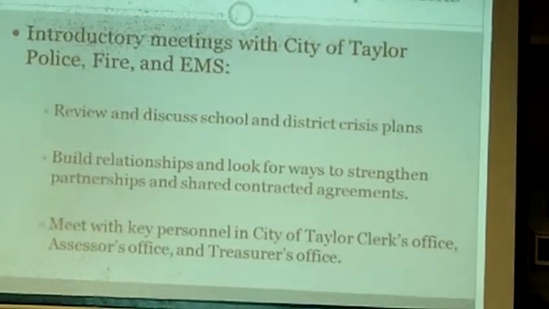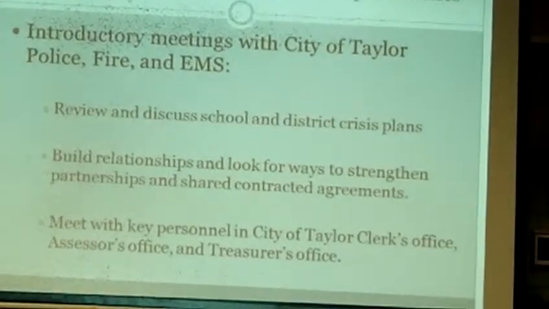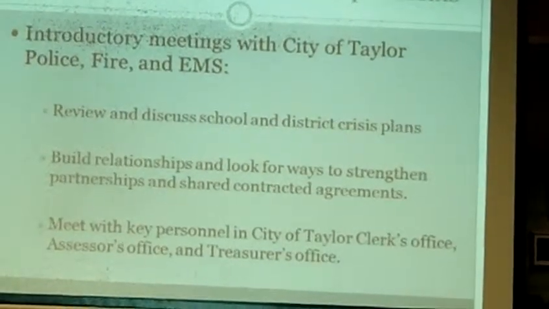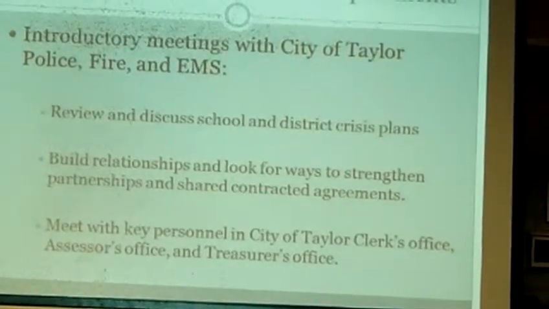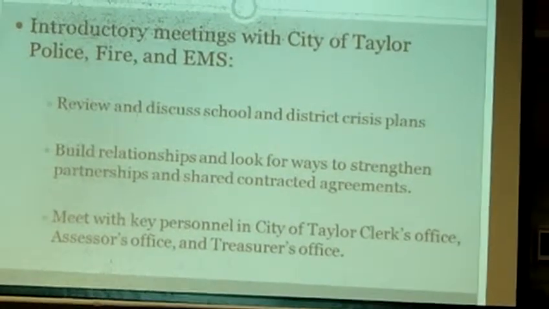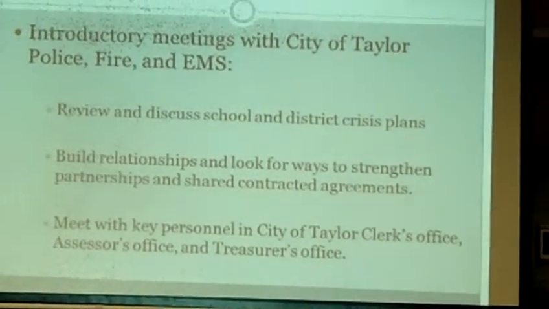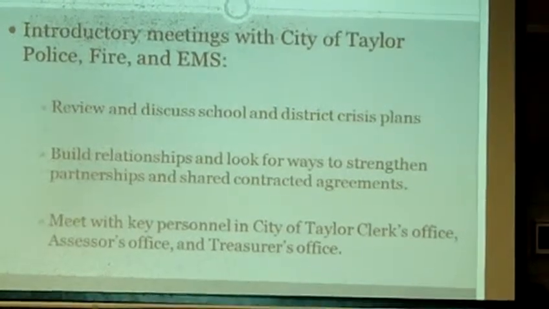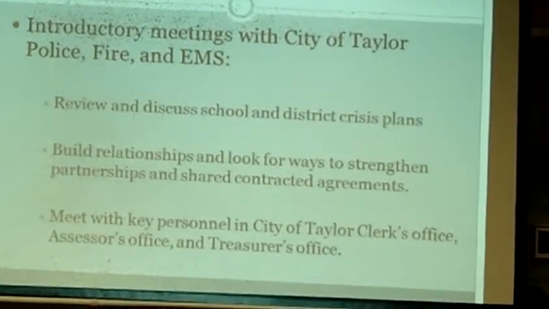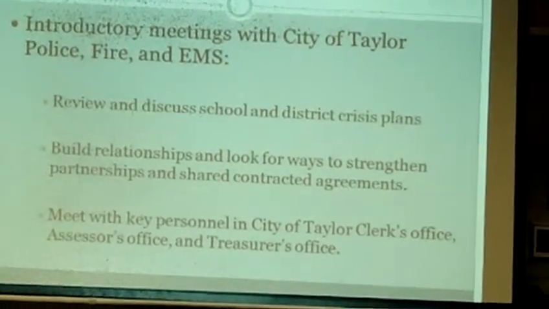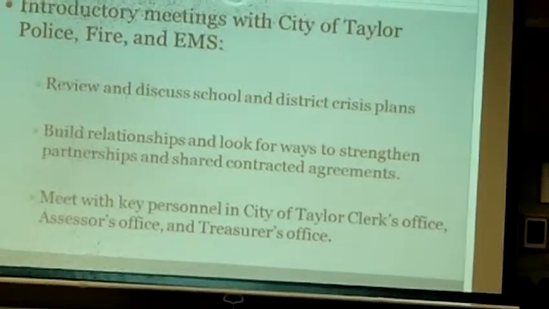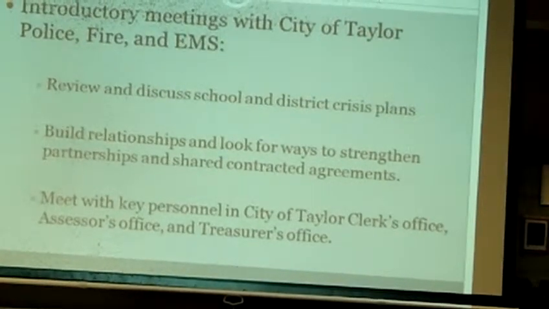I can't think of a better thing to do than to have a squad car parked in front of a school at midnight. And if you're in there and you're exercising and you're an officer, we're building that bond. You're in the building, you have a sense of who we are and what the building facility layout looks like. And we're looking for ways to have those informal partnerships because when we need that formal relationship, those groundworks are already laid in place. I would also meet with key personnel in the city of Taylor, in the clerk's office, of course, the tax assessor's office, and the treasurer's office to take a look at all of our millage rates and all of those things that really come on the business and the fiscal side of the coin.